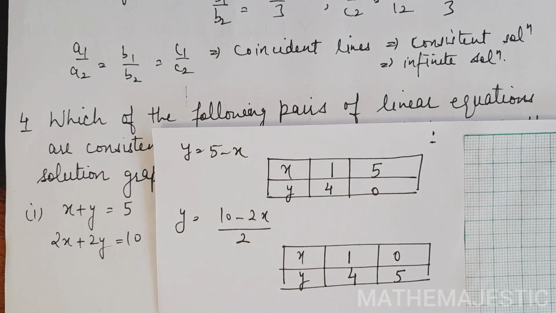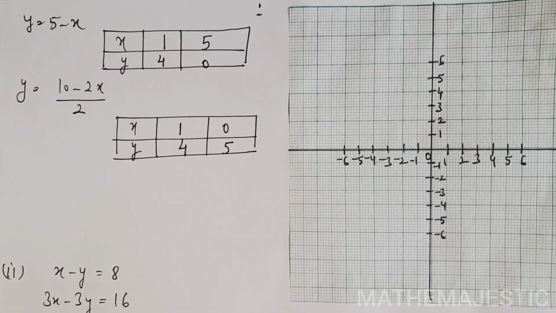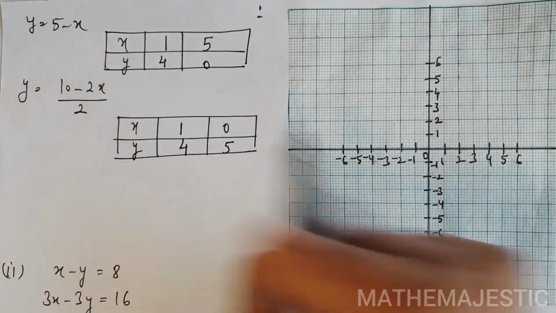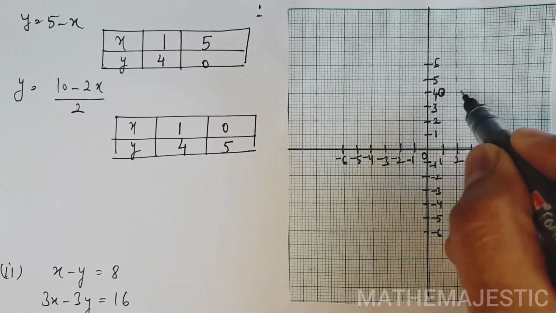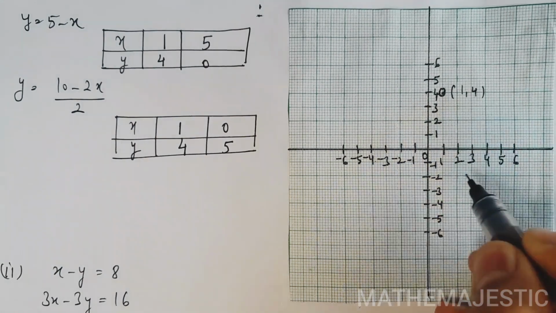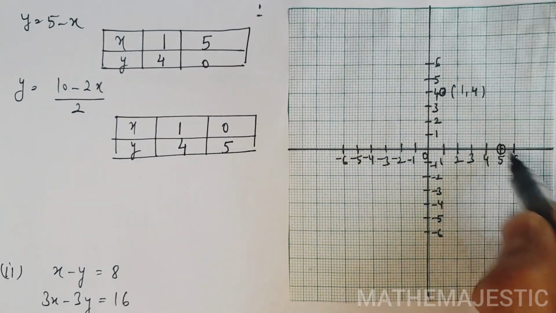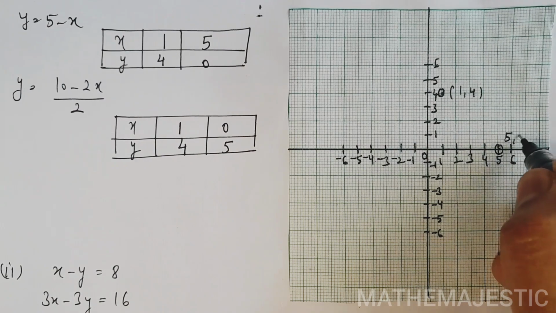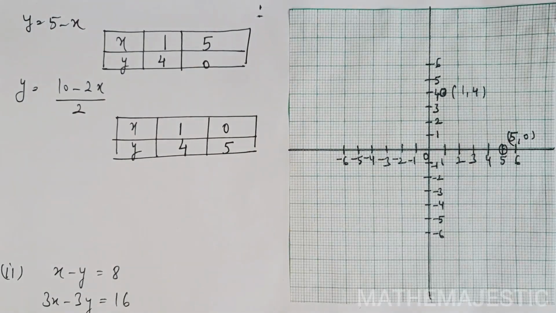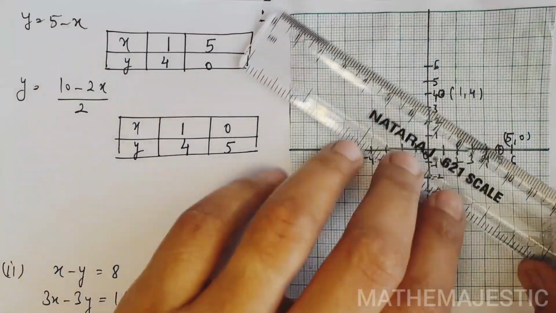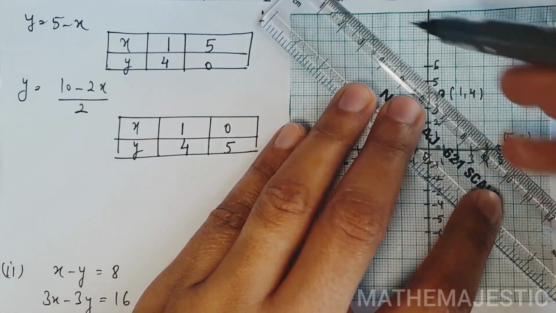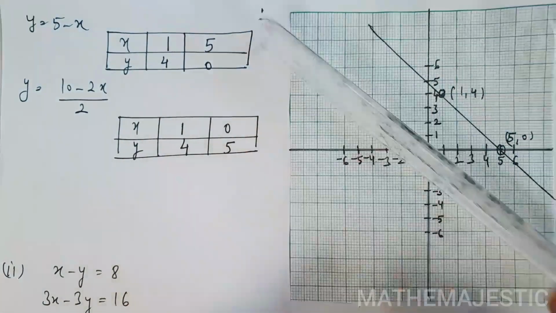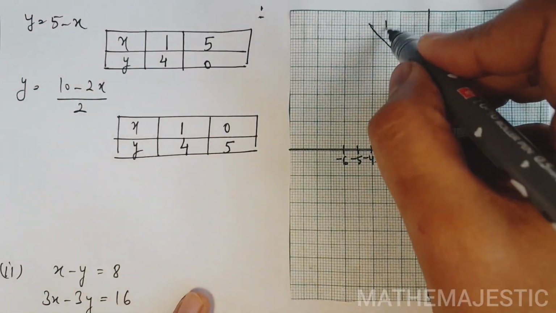So now we will plot these points on the graph paper. So if x is 1, then y is 4, so this is the point 1, 4. If x is 5, then y is 0, so that means this point lies on the x-axis. If x is 5, y is 0, then we will join them by a straight line using the scale. Always the graph of the linear equation is a straight line. So this is the equation number 1.